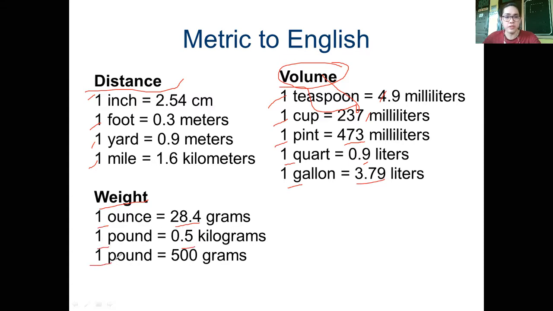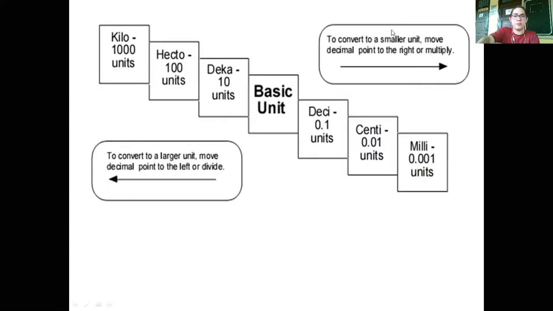And 1 pound is equivalent to 500 grams. So it's up to you which one you can use, whichever is very helpful for you when it comes to conversion of units. It depends upon the situation or the given. Okay, so now let's proceed.